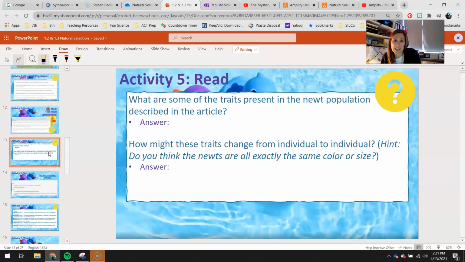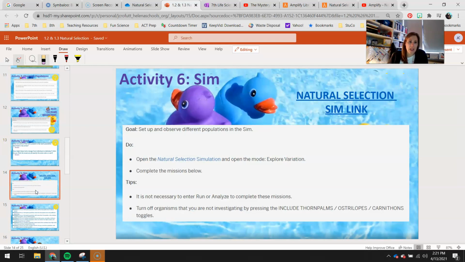What are some of the traits present in the newt population described in the article? And how might these traits change from individual to individual? Hint, do you think the newts are all the exact same color or size? Okay? All right, and then moving on to the simulation.